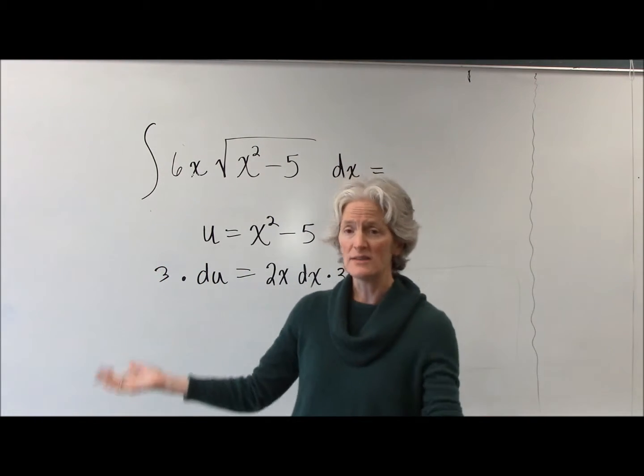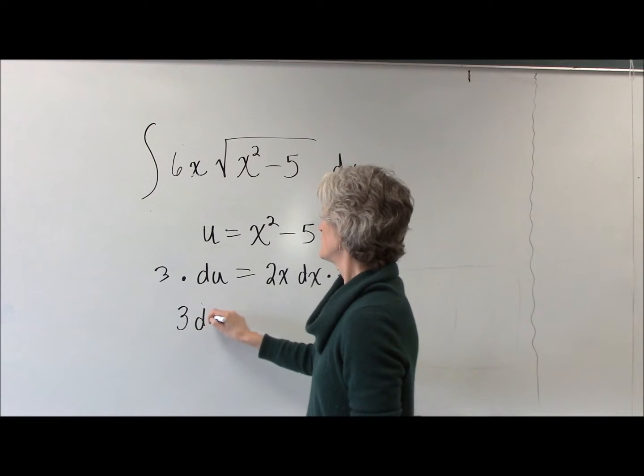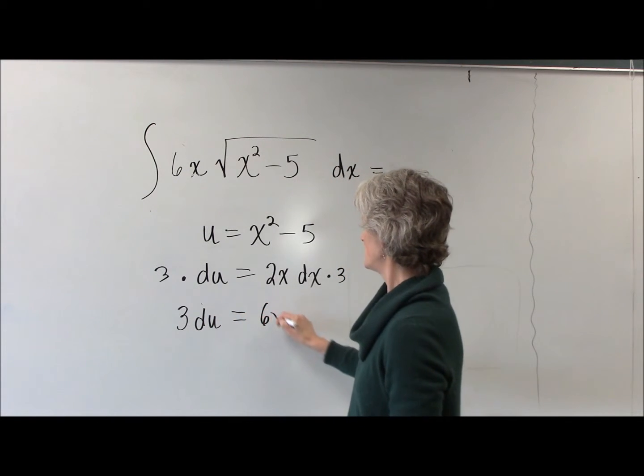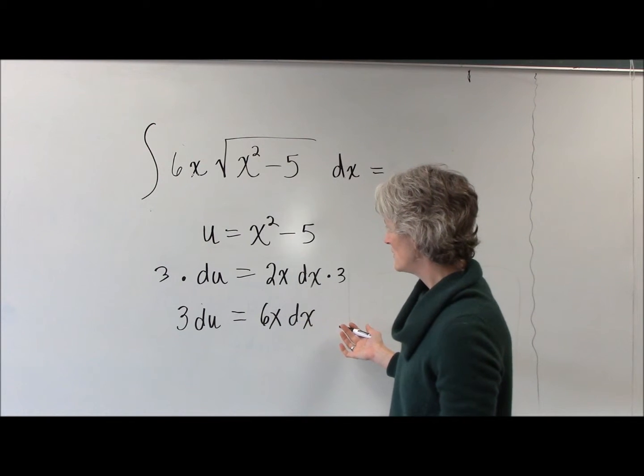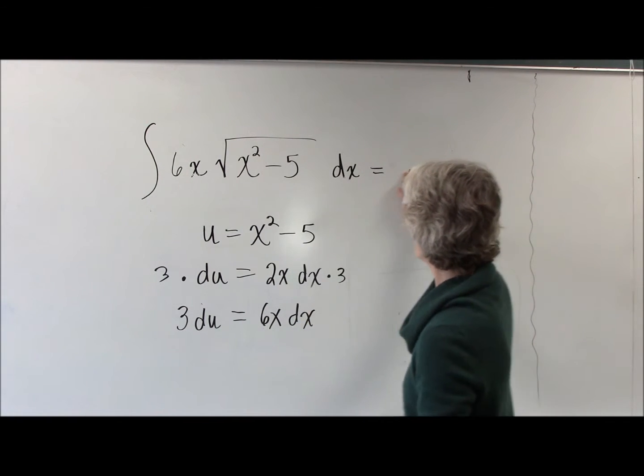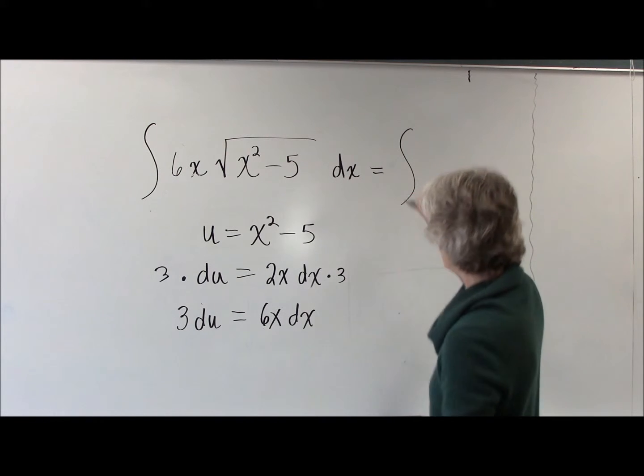Still algebra. So now 3 du equals 6x dx. So you see there we go, 6x dx, you could change it into 3 du's. Yeah, so boom, there's my integral.